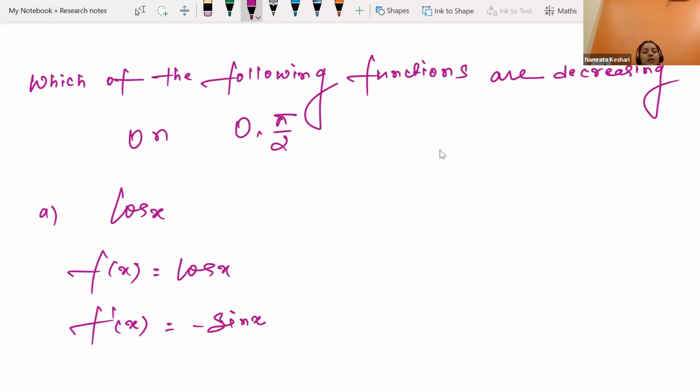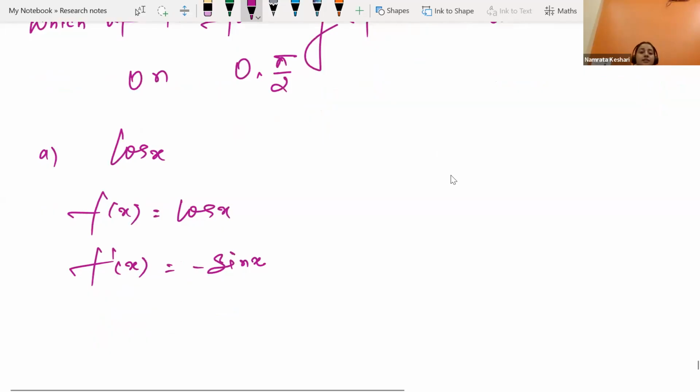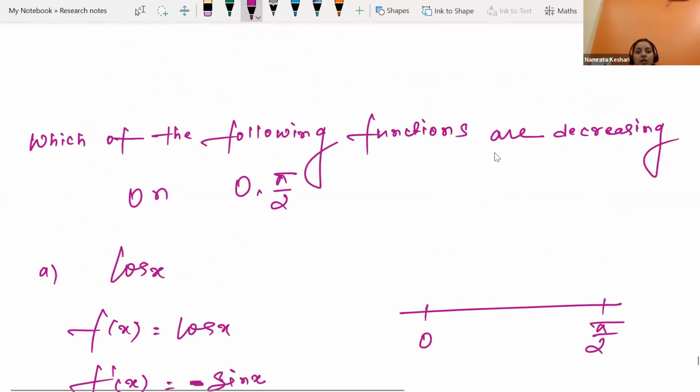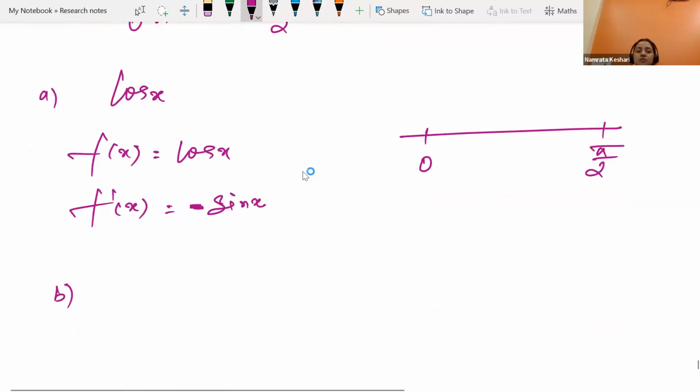Now minus sin x we are having. Our understanding says that from 0 to pi by 2, sine is positive, right? Yes. But we are having a minus sign, so of course it is decreasing. Yes or no? Yes, ma'am. Okay, next one. The statement you have to write: from 0 to pi by 2, sine is positive. Here we are having a minus sign, hence it is a decreasing function. So which of the following functions are decreasing? The first one is decreasing, right?